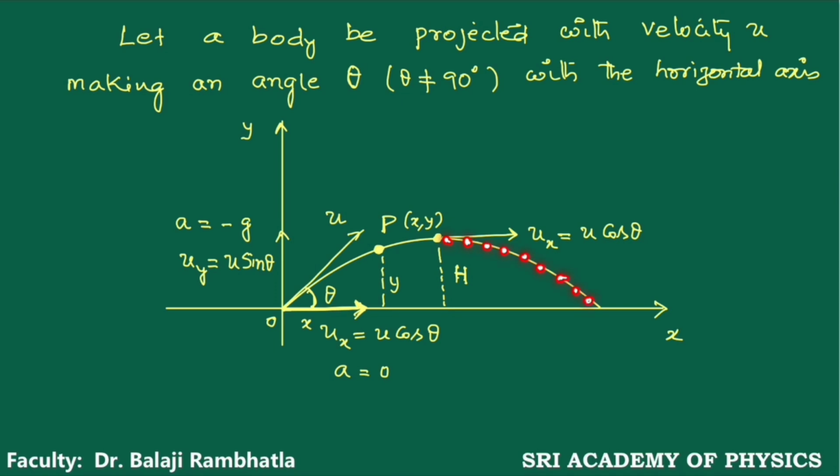At maximum height, the vertical component becomes 0. You have only horizontal component. And the path appears in the form of parabola, and its equation is y is equal to ax minus bx square. This is the formula of projectile motion.